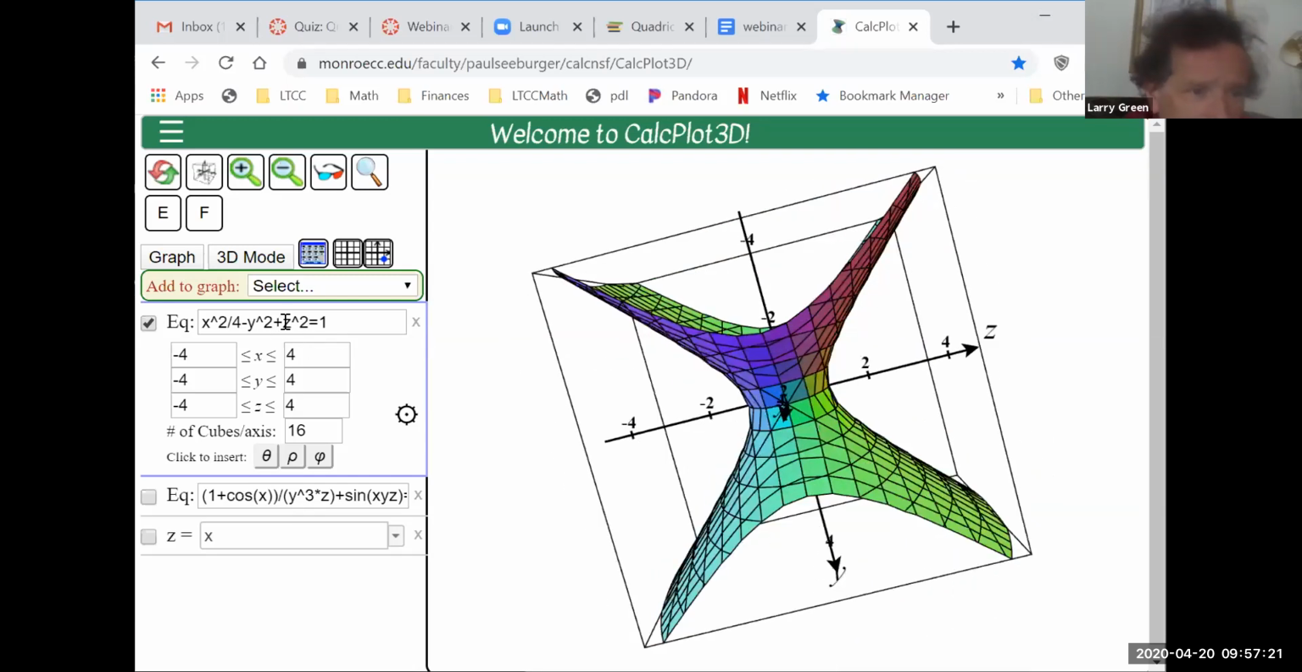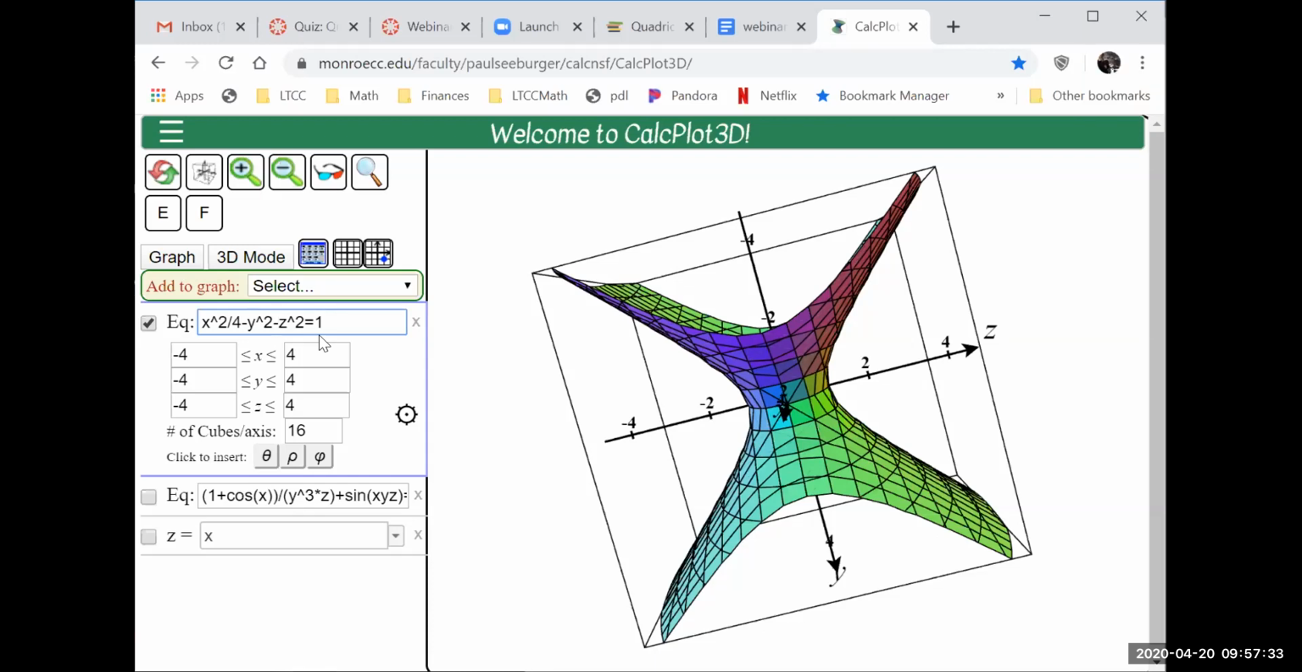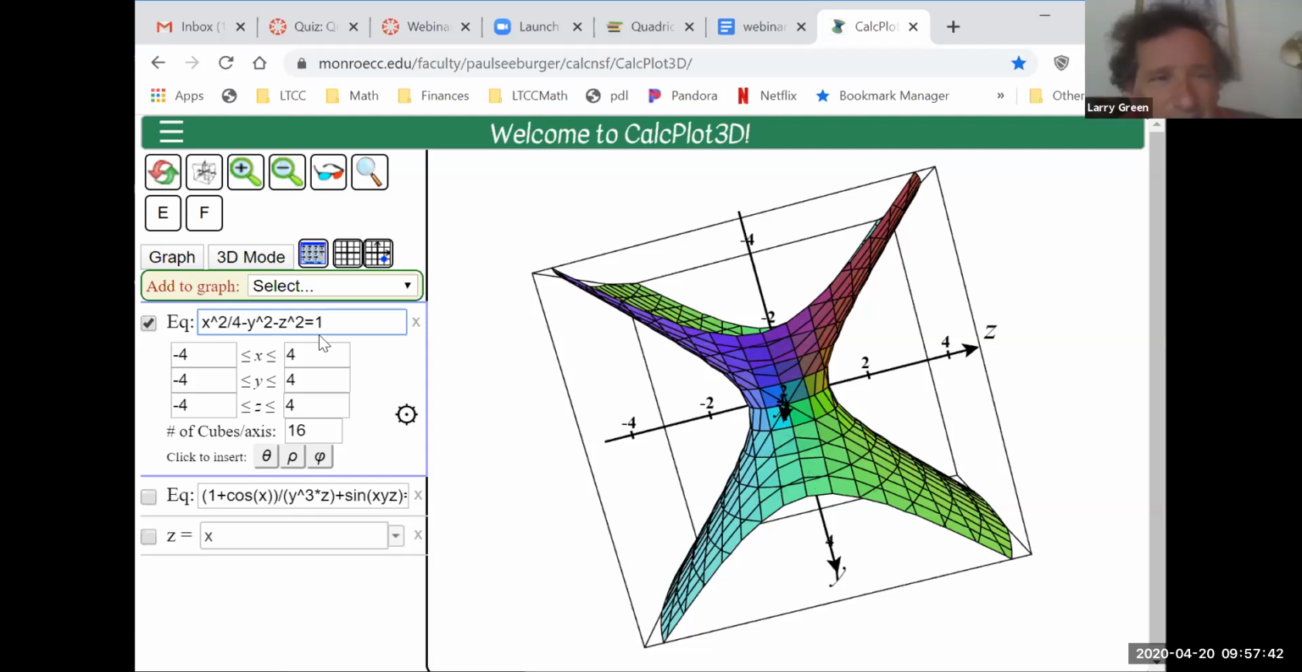What if I took the plus z squared and made that a minus z squared? Are you still going to get a hyperboloid of one sheet? No. How is it going to change things? It'll pinch off in the middle. Yeah, let's take a look and we're going to see. We're going to get something different. And you're going to see why we called this one a hyperboloid of one sheet.